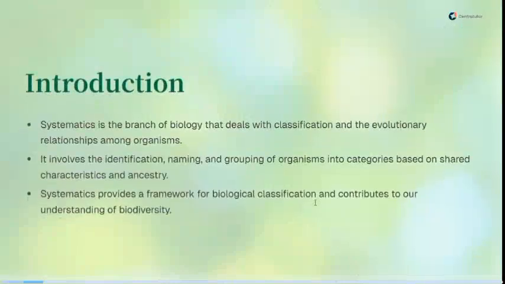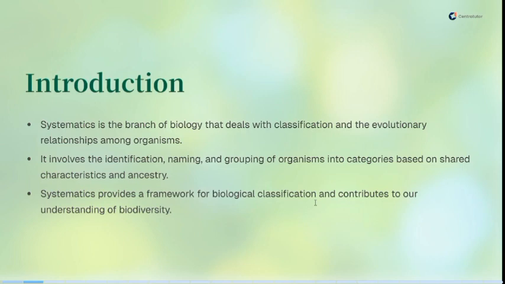First, systematics is a branch of biology that deals with the classification and the evolutionary relationship between organisms. It tries to compare organisms based on their classification and also evolutionary relationship. It involves the identification, naming, and grouping of organisms into categories based on their shared characteristics and ancestry. Systematics also provides a framework for biological classification and contributes to our understanding of biodiversity.